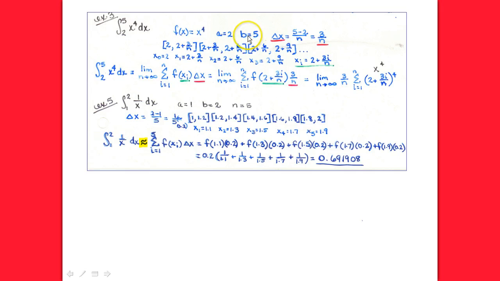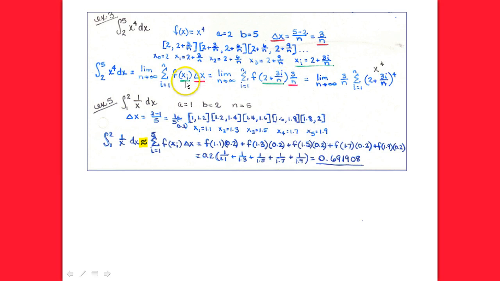So if I go through, remember my definition of a definite integral is the limit as n approaches infinity of the summation from 1 to n of f of x sub i times the change in x. I just need to find these two pieces. Let's start with change in x. Change in x is going to be b minus a divided by n. So b was 5, a was 2, so that'll give me 3 over n for change in x. So you'll see in the place of change in x, we've put 3 over n.